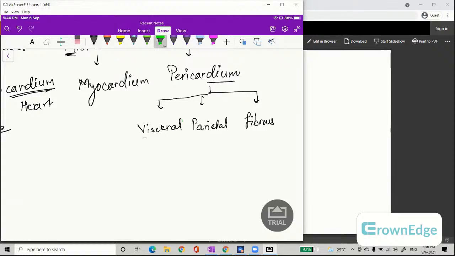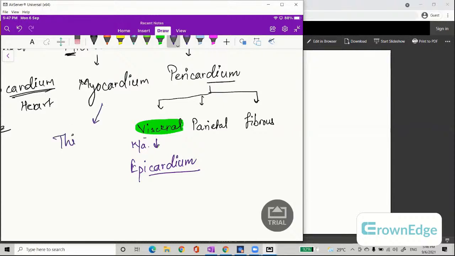This question was asked already, that visceral pericardium is also known as epicardium. So remember, this visceral pericardium is also known as epicardium. Epicardium is not another layer. And the thickest layer is your myocardium. And that's what the examiners want you to know.